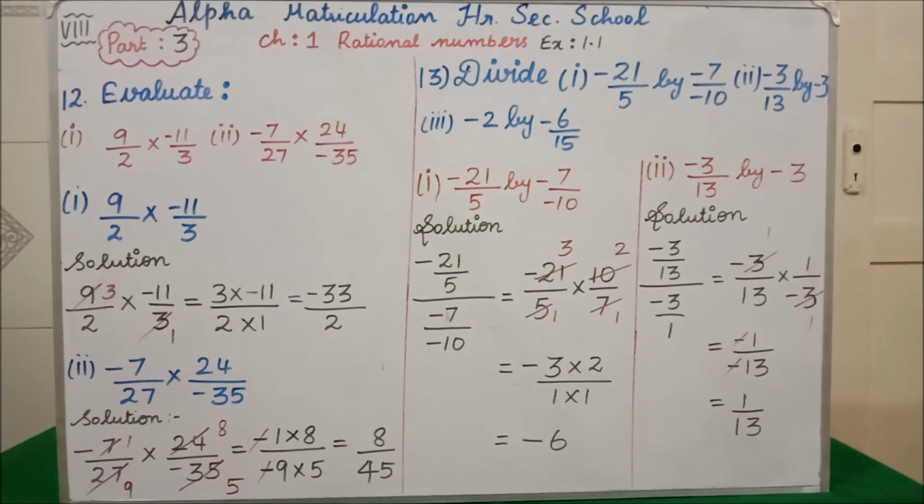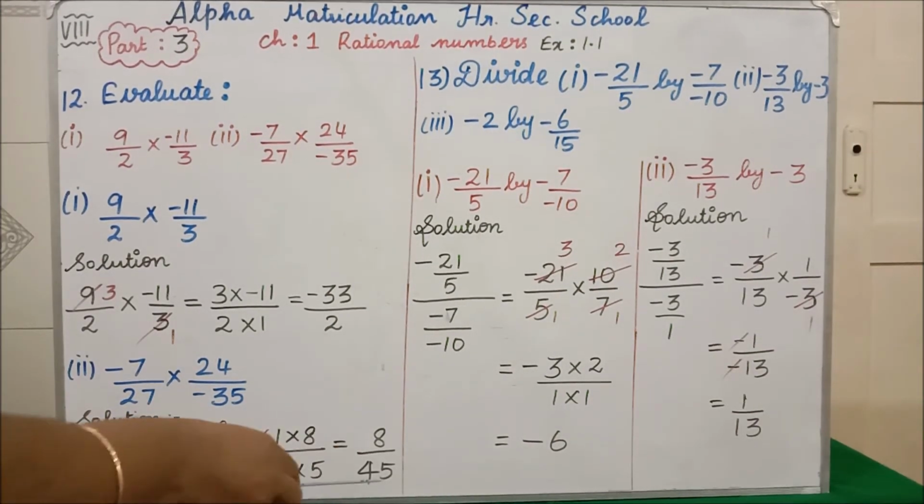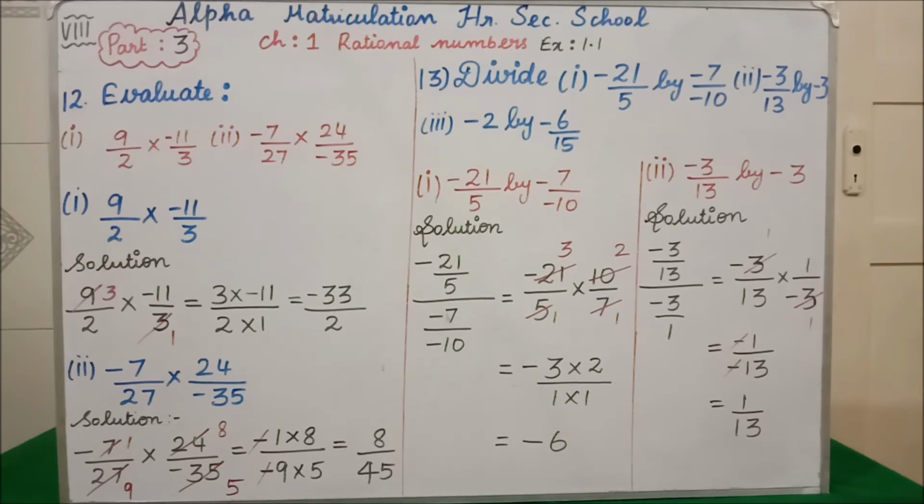Minus in both numerator and denominator means what we have to do? We have to cancel that minus. Clear all of you? If both numerator and denominator have minus, you have to cancel that minus. So 1 8s are 8, 9 5s are 45. The answer is 8 divided by 45. Clear? Now we'll see the 13th question.